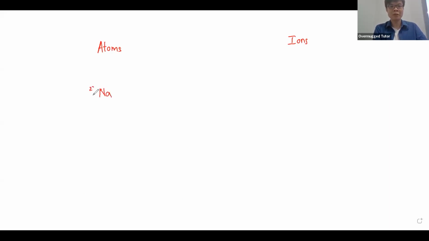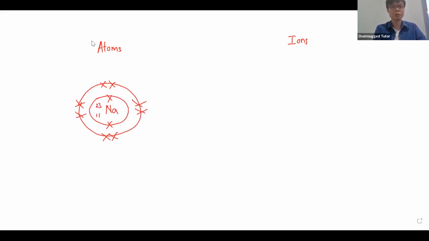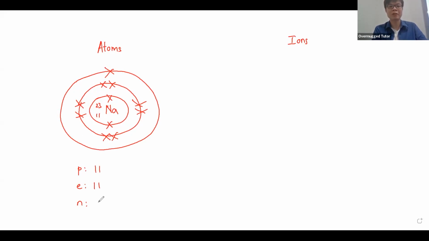Sodium is 23 over 11, right? How will you split the electrons? 2.8.1. So when you draw, you look down, 2.8.1. Then you look at the protons, electrons, and neutrons. For the atom, the same number of protons and electrons, so 11, 11. How do you get the number of neutrons? 23 minus 11.